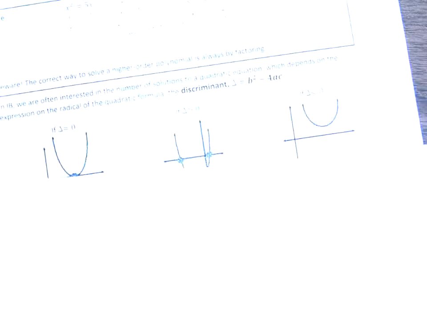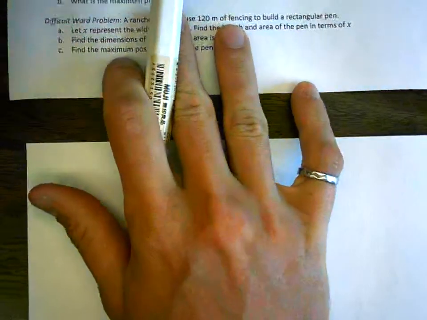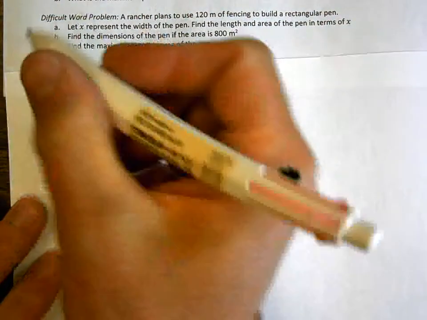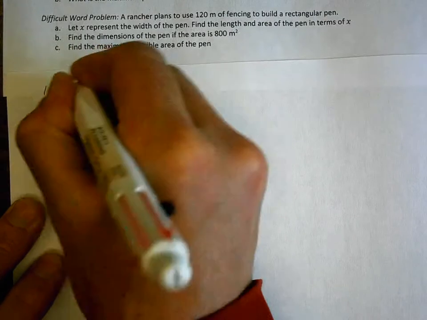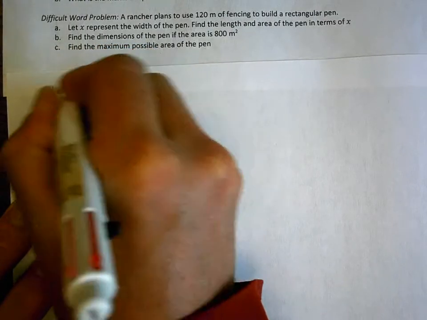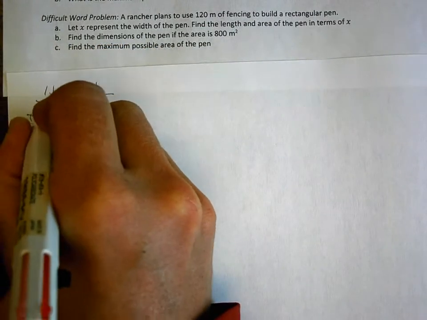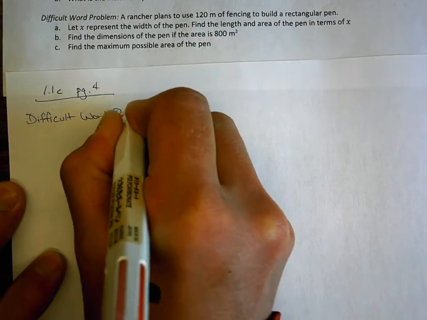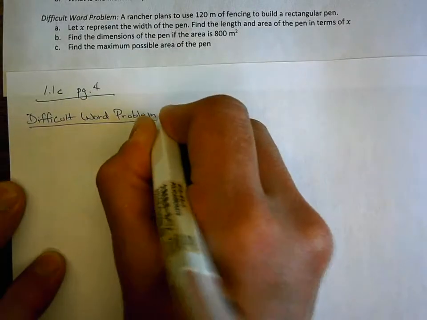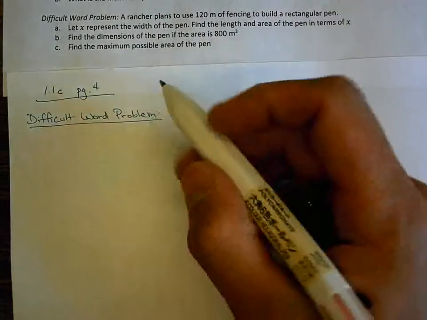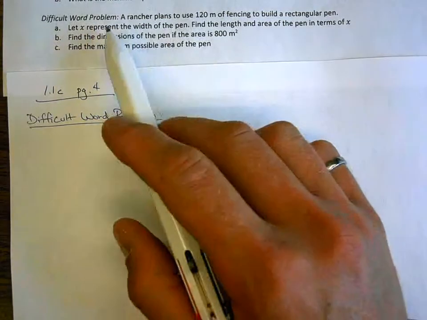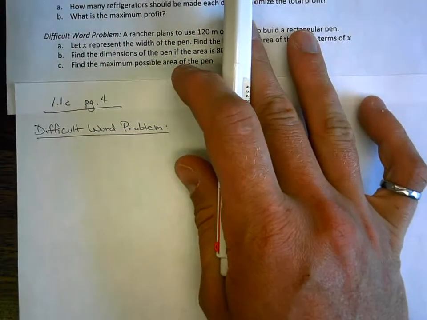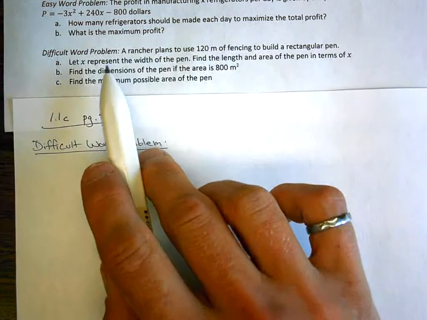Okay, our final question is this difficult word problem. So this is going to be 1.1c page 4, and we're going to call it the difficult word problem. You can see everyone is very nervous with the word difficult in front. It's difficult because there's no formula given, and I know in previous years I get a lot of stressed out students because I haven't given you the formula here.